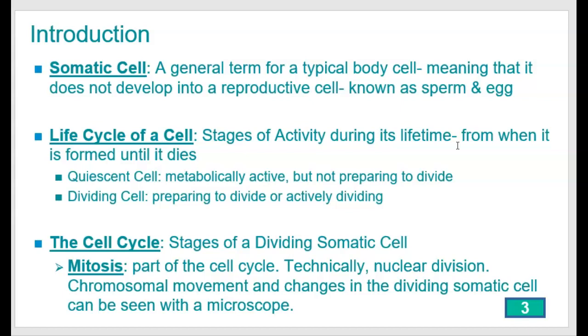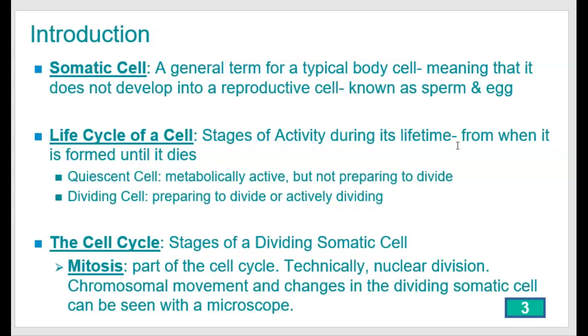Now, the life cycle of a cell is a phrase that I kind of coined, I guess. It's the stages of activity that a somatic cell can display during its lifetime. What does it go through from when it forms until it dies? And there are two different stages that we will talk about. One is the quiescent stage, and the other is the dividing stage.